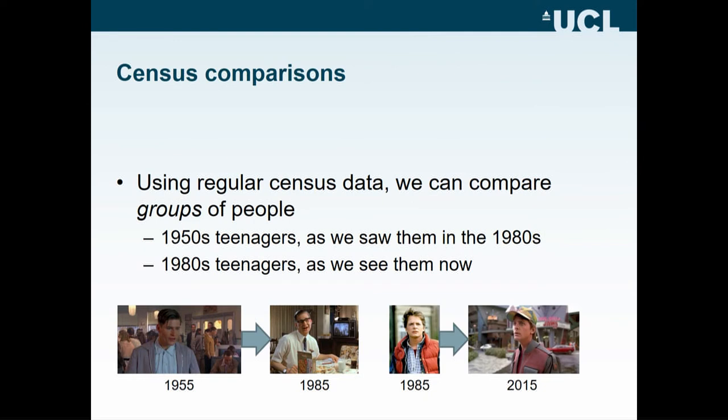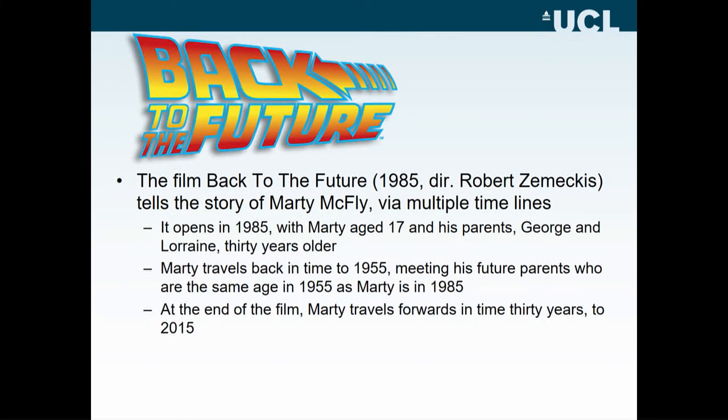So how can we use this? Well, using regular census data, we can compare groups of people. People who were adults in the 1980s, we can get some sort of picture of what they were like in the 1950s. Not because our data go back that far, but because we know something about their history. Contrast people who were teenagers in the 80s, we can see them now as adults. I've used these dates not because they're census dates, but because they relate to the example I'm using of Back to the Future. So the film Back to the Future, how many people have seen the film?